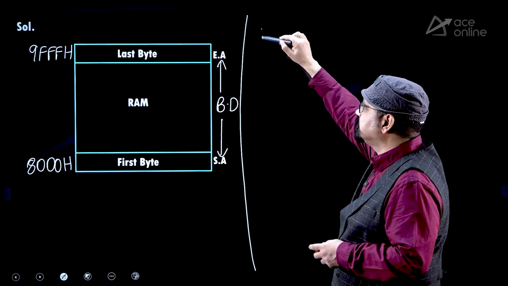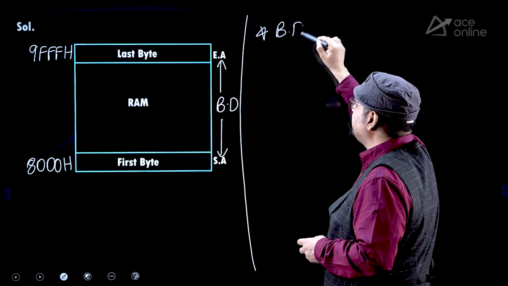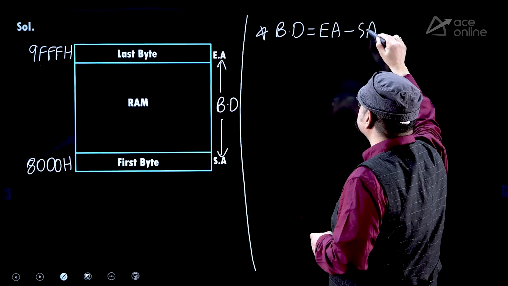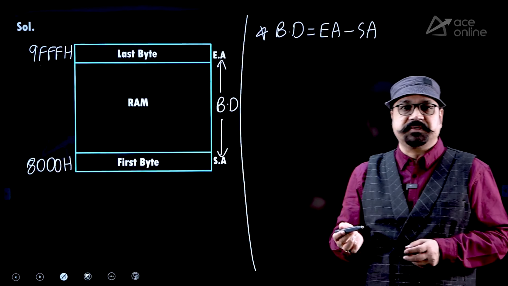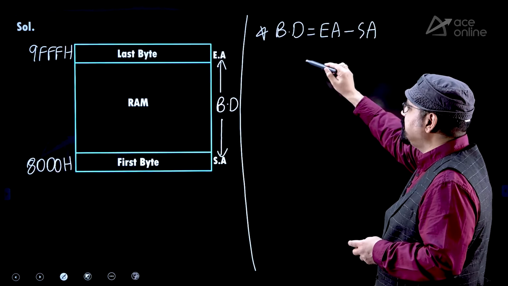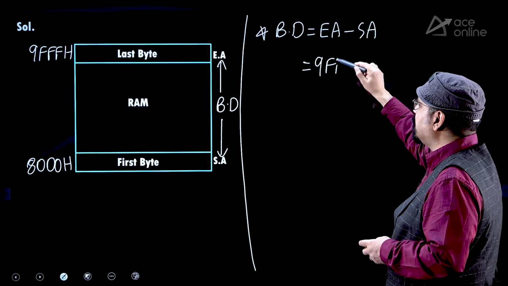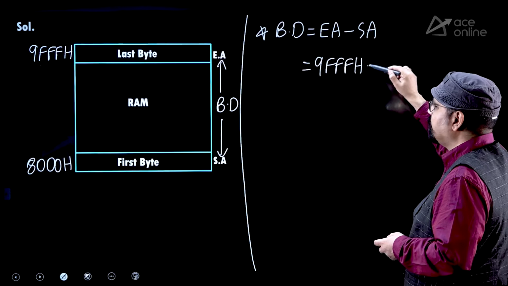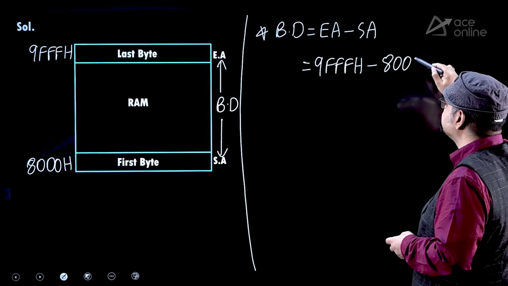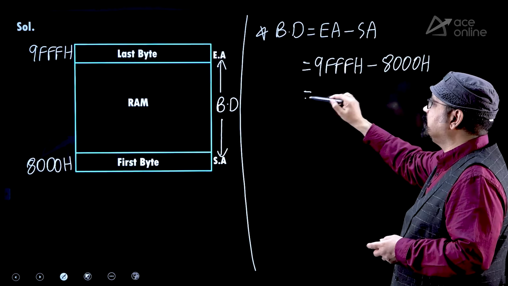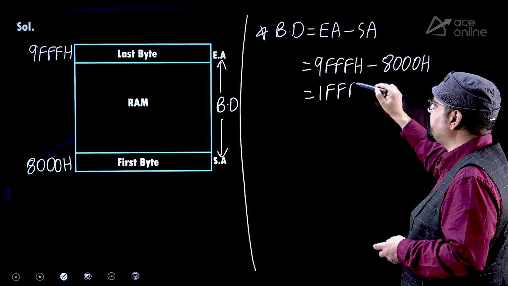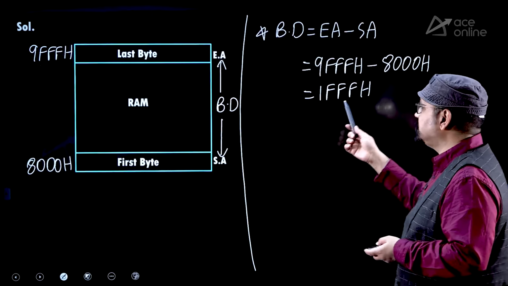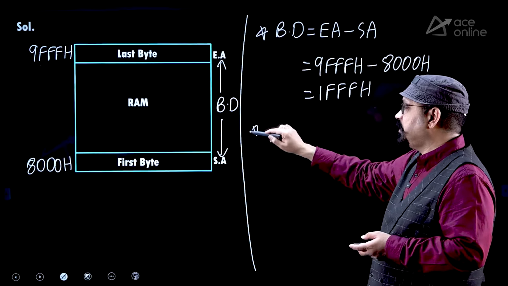Let me calculate. What is the byte difference? How are you going to calculate the byte difference? End address minus starting address. Address of the last byte minus address of the first byte. What is given? 9FFF hexa. Sometimes I will write hexa, sometimes I don't. Minus, what is the starting address? 8000 hexa. In hexadecimal, it is 1FFF hexa. That is the difference between both bytes. You add 1 to this, you will get the size of the memory.